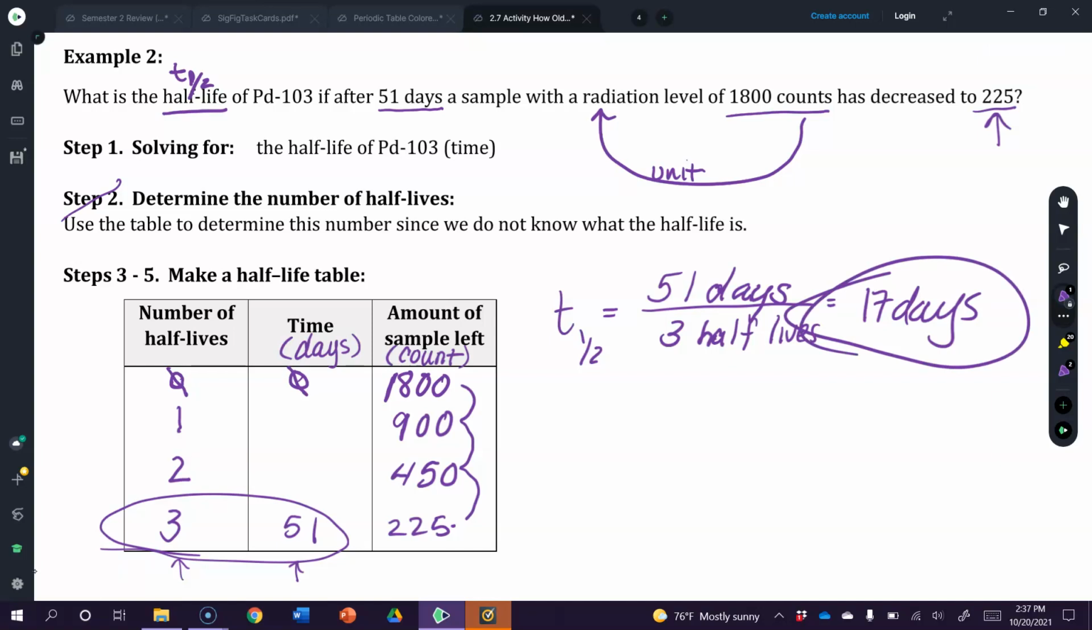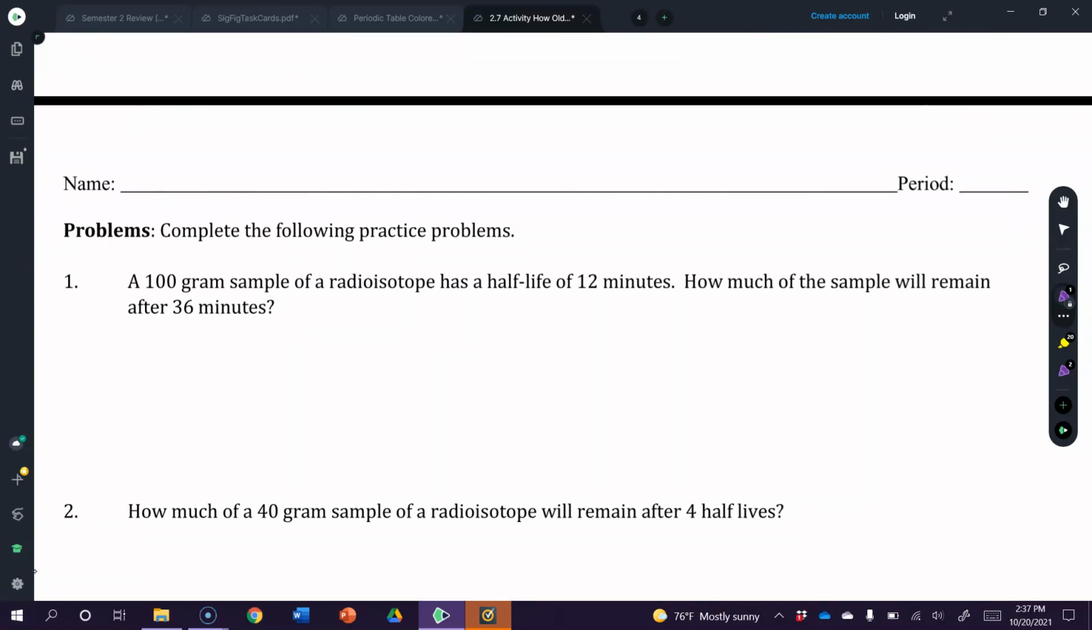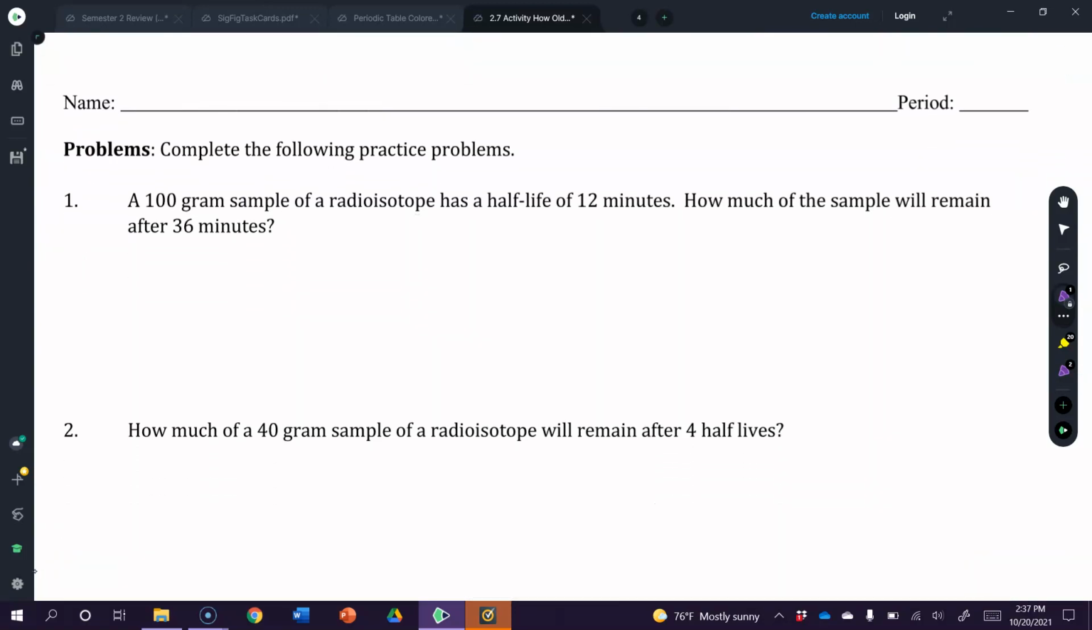Okay. After this, you will practice with the practice problems down here. Okay. And then you can check your work in class.